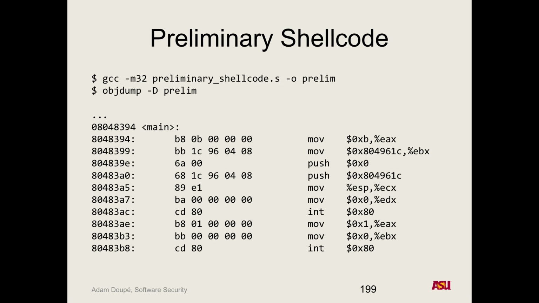And if we look at this, what's the problem with this assembly code? You don't own that address. Yeah, there's no /bin/sh at that address, right? At 804961C, who knows what's there, right? And why is that? Why don't we know what's there?